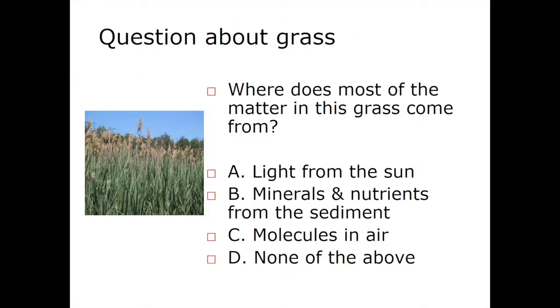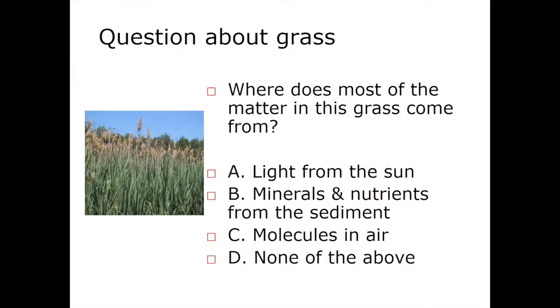So when we go to a salt marsh, there's this huge amount of biomass in the grass. One of the questions that students are frequently confronted with and have a hard time thinking about is, where does most of that matter in this grass come from? One possibility is A, light from the sun. B, minerals and nutrients from the sediment. Or C, molecules in the air. Or D, none of the above. What's the correct answer?